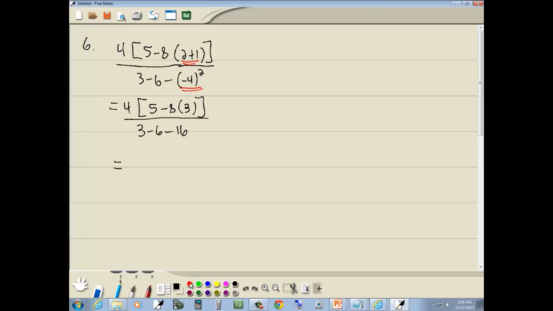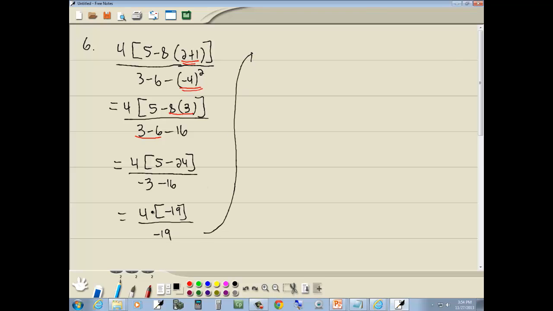Back up on top. Still doing what's inside the brackets. There's no more items to do inside of the parentheses. No exponents. Multiplication, division. Here's 8 times 3. So 4 carries down. We got 5 minus 8 times 3 is 24. Over. Down below, adding and subtracting, we got 3 minus 6. Gives us negative 3 minus 16. Back up on top, 5 minus 24 is negative 19. And down below, negative 3, negative 16 is negative 19.